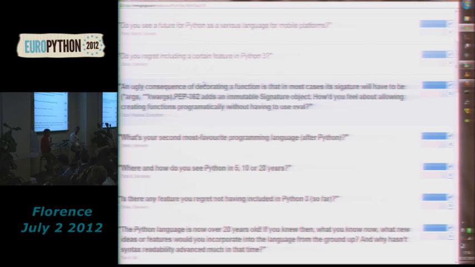An ugly consequence of decorating a function is that in most cases, its signature will have to be (*args, **keyword_args). PEP 362 adds an immutable signature object. How do you feel about allowing creating functions programmatically without having to use eval? Wow. Those are three almost entirely unrelated subjects.